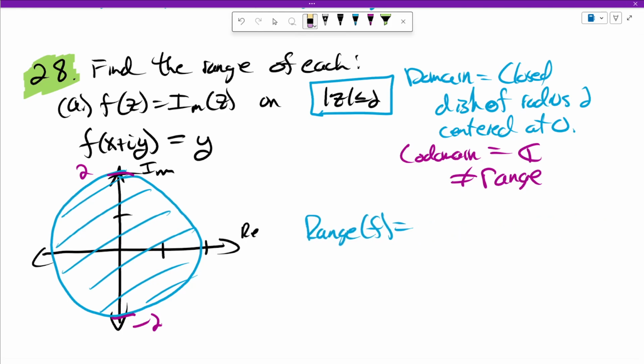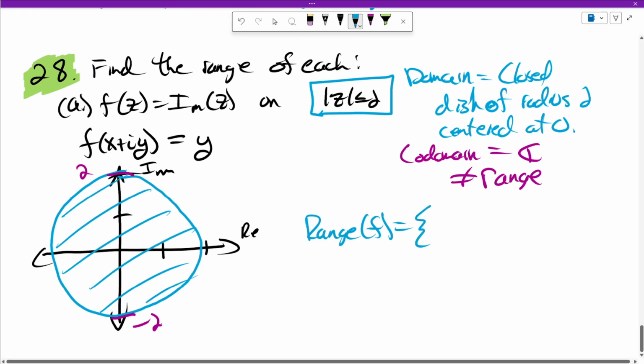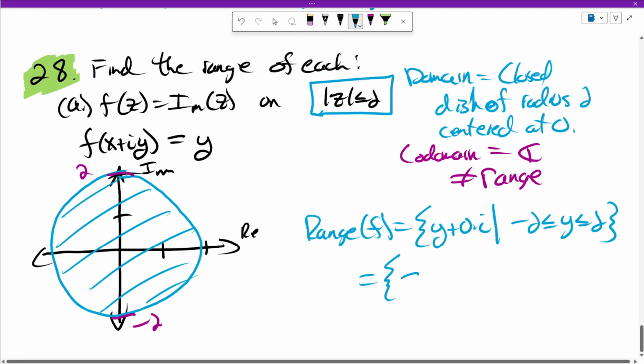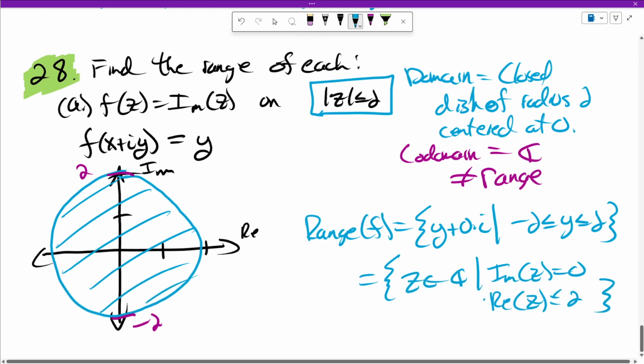We don't actually output i times y. We don't output i times the imaginary part. We just output the imaginary part. So let's go back real quick. The outputs will be purely real numbers. So it's actually the set of all y's plus no imaginary part, where y is between -2 and 2. Or we could write that as the collection of all z's in C such that the imaginary part of z is 0, and the real part of z is between 2 and -2. Those are our actual outputs.